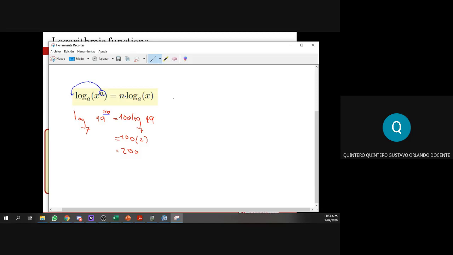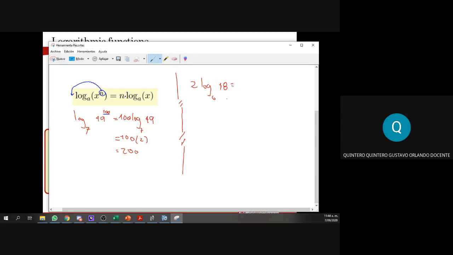But we can also use this property backwards. Here's an example. How much is 2 times the logarithm base 6 of 18? How much is that, guys?